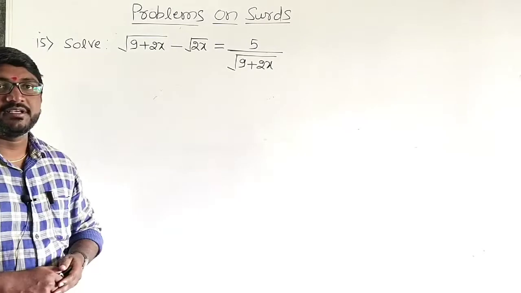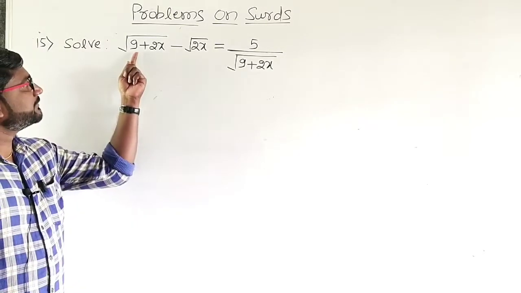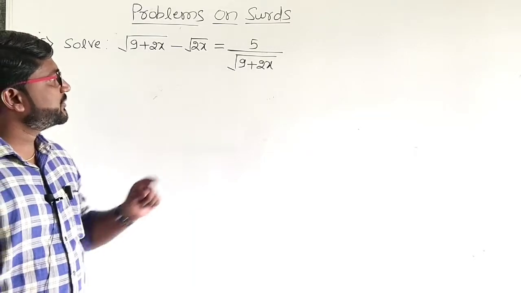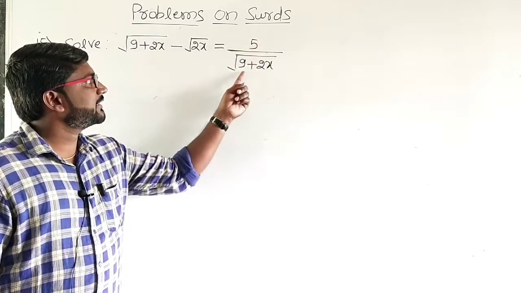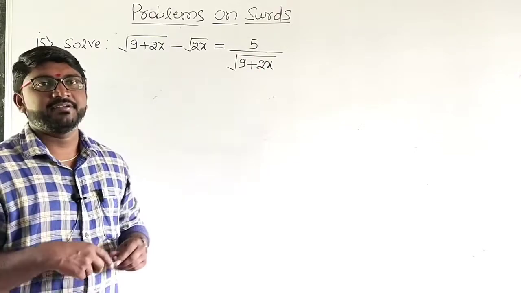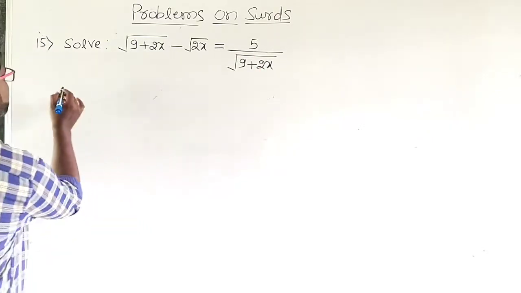So the question is, solve square root of 9 plus 2x minus square root of 2x, which is equal to 5 divided by square root of 9 plus 2x. So here we have to find the value of x. Let us go ahead with the solution.